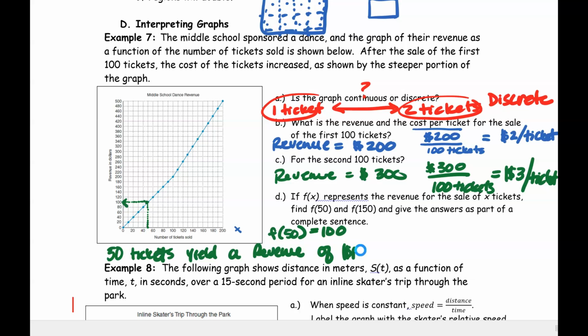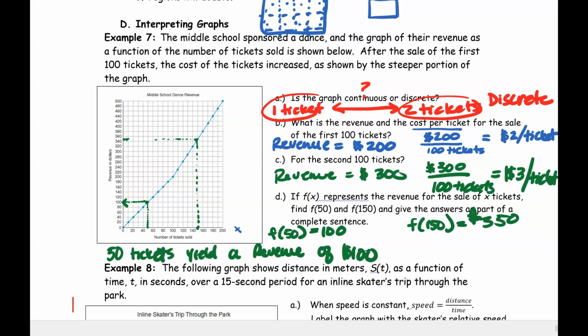yield a revenue of $100. And then f of 150 means if I go to 150, which is between 140 and 160, and I go up to the graph, and then I go over, it looks like it's in between those two boxes, so it looks like it's about 350. So what does that mean? And I'm not going to write this one out, but I'll just say in my complete sentence that if the middle school sells 150 tickets, then they will earn $350 in revenue.